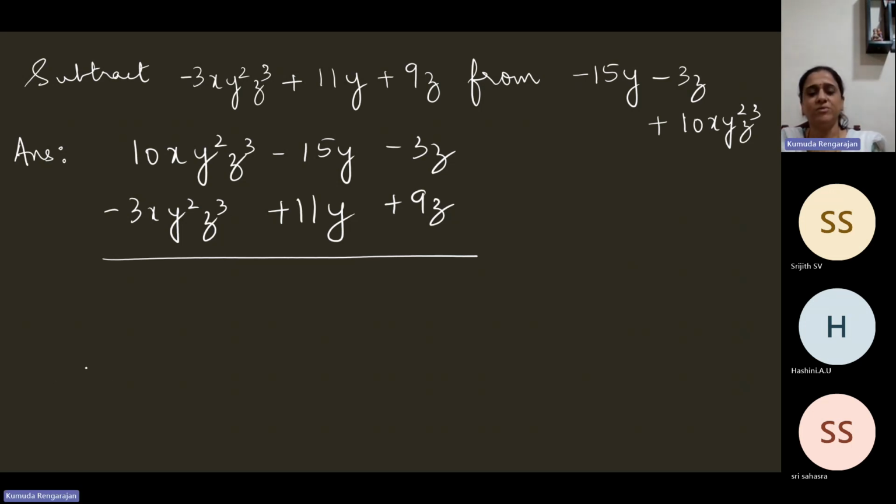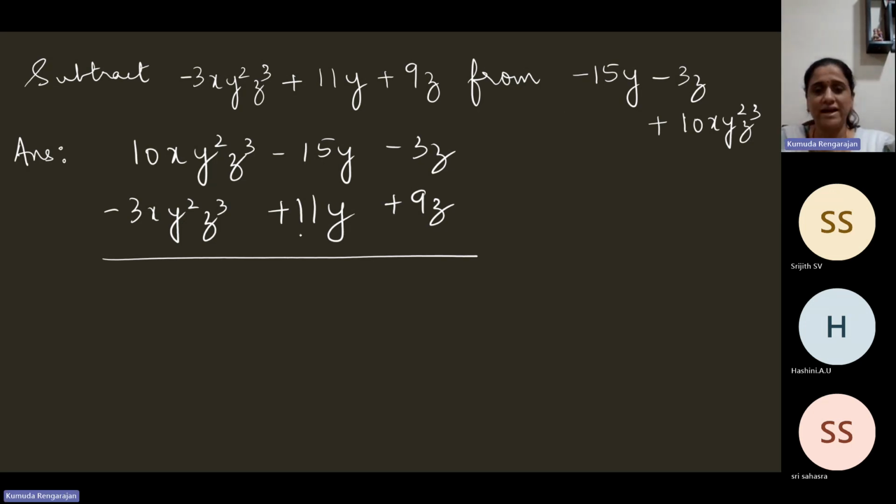Okay, so we've written the expressions one below the other, and we have also made sure that the like terms are arranged in a column, one below the other. There is one x y square z cube term, and below that you have its like term x y square z cube term, 15y, 11y, 3z, 9z. So z terms in a column, y terms in a column, and x y square z cube terms in a column. We arrange it like this. Any order, you can put y first and then z and then x y square z cubed. Order is not important. Any order you can write. But you should write the expression which is after from first.